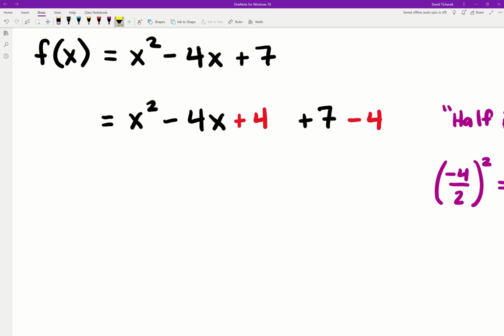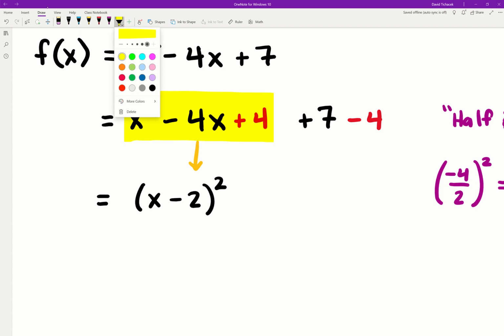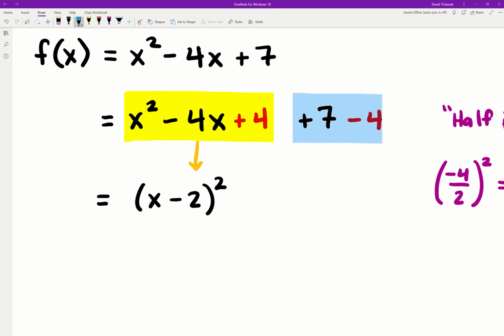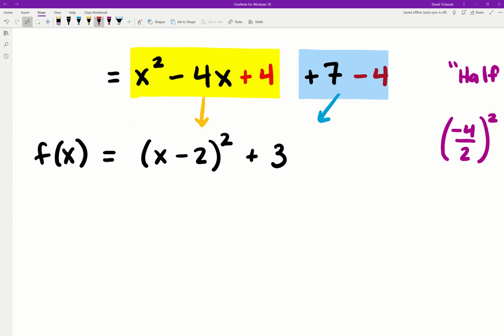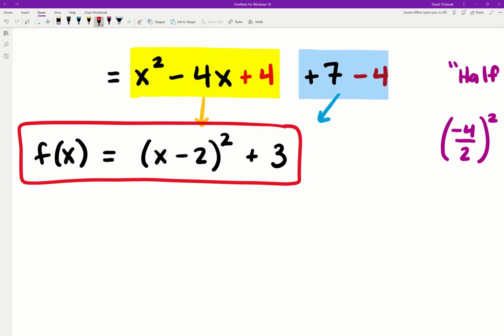Because what this is going to allow me to do is take this trinomial right here and rewrite it in that form of the binomial squared. We're going to go ahead and rewrite that as the perfect square, x minus 2 squared. And now the second part here, this is going to be something that we can actually go ahead and evaluate. So 7 minus 4 is simply going to give us plus 3. And now this is in your vertex form. So f of x is equal to x minus 2 quantity squared plus 3, this is the standard or the vertex form of that parabola.